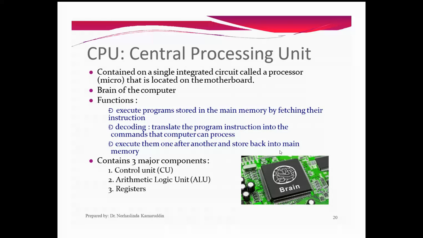So the CPU is just like a brain of the computer. Without this processor, your computer will not function. The function of the CPU is to execute and store in your memory by fetching the instructions, decoding and translating your program instructions into computer commands which can be processed, and then executing them one after another and storing back into the main memory. So they have functions.